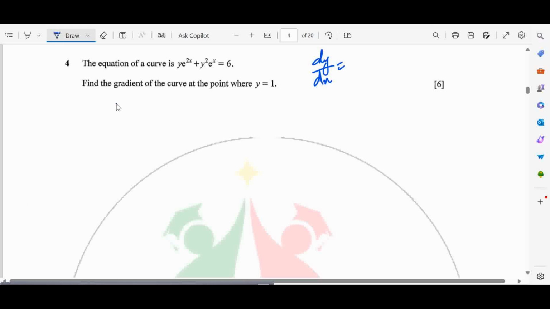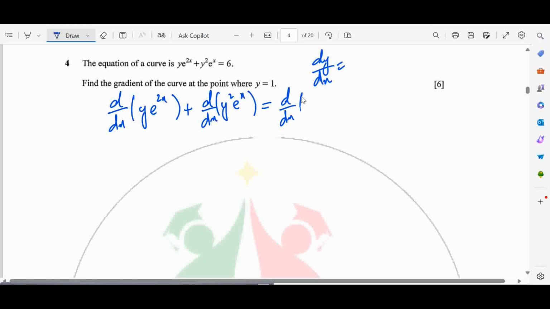So if we take the derivative with respect to x on both sides, e power 2x plus d by dx of y square e power x is equal to d by dx.